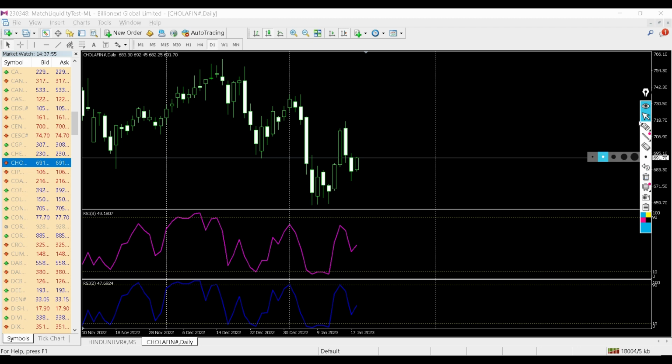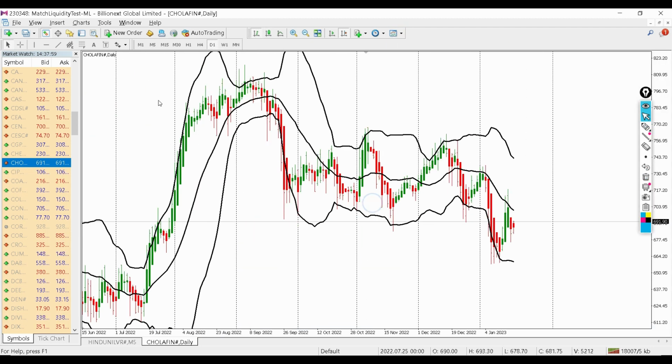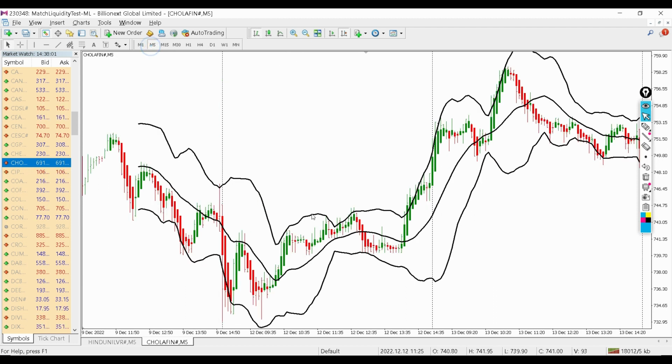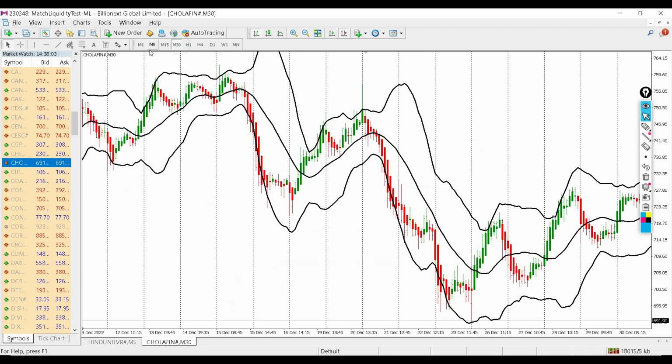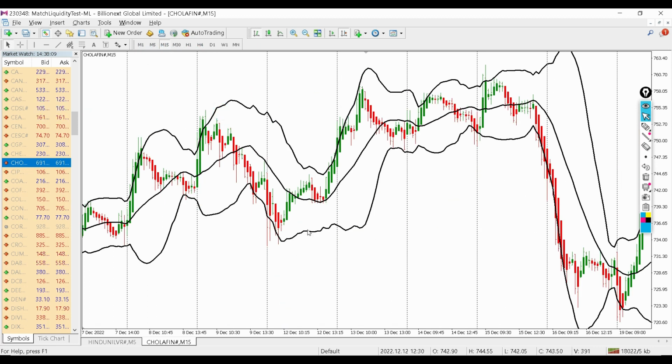Once my stock confirmation is confirmed, I'll go on swing trade small time frame, and there I'll check on the 5-minute or 15-minute time frame whether I'm getting an entry or not. Now, how to identify whether you're getting an entry or not is simple. To identify an entry, we'll go on that chart frame.